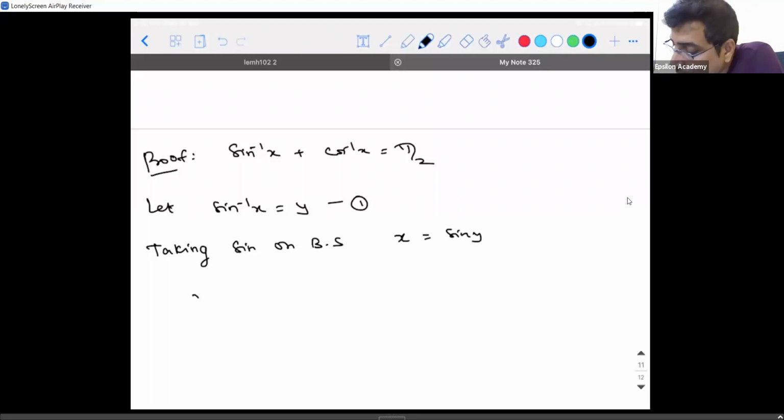Right? Now, x can also be written as, since sin inverse and cos inverse are involved, how can I write sin in terms of cos? Sin and cos have an important relation. What are they? Cos of 90 minus x. Sin and cos are complementary of each other.